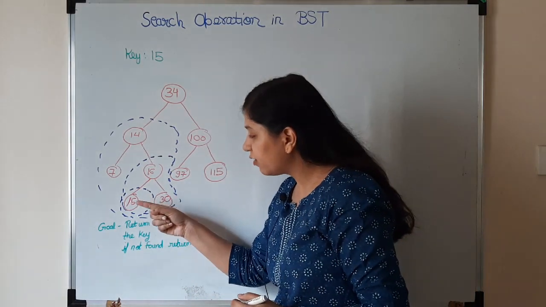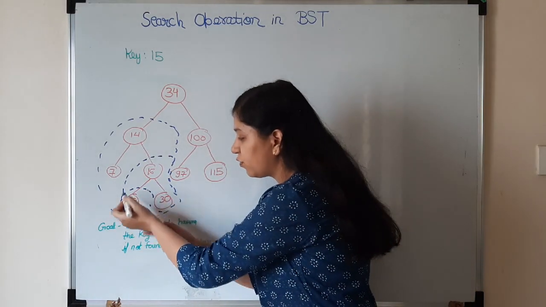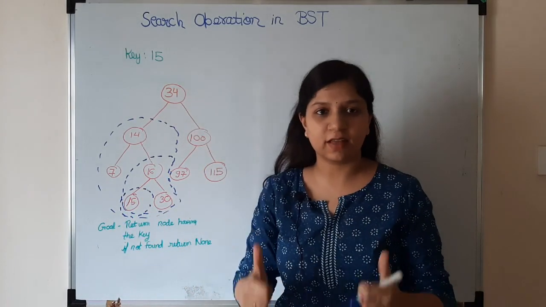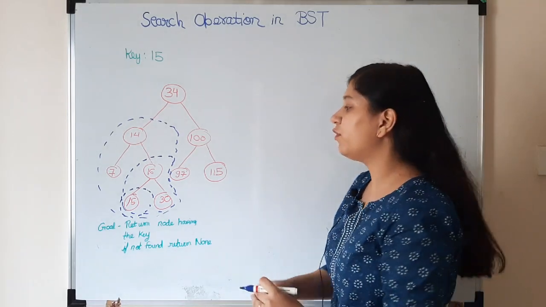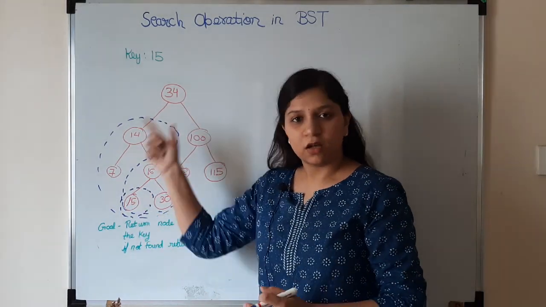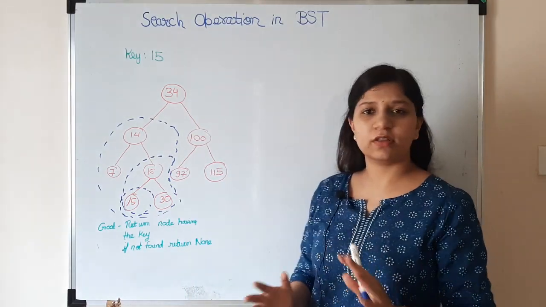Now you'll check this tree's root, which is 15 only. So you'll check 15 and 15, yes, these are equal. So you will return this 15, like this node completely to the user. Okay, so that's how we move.